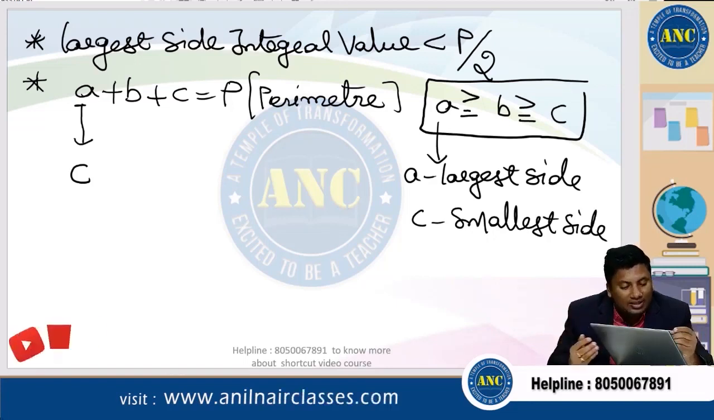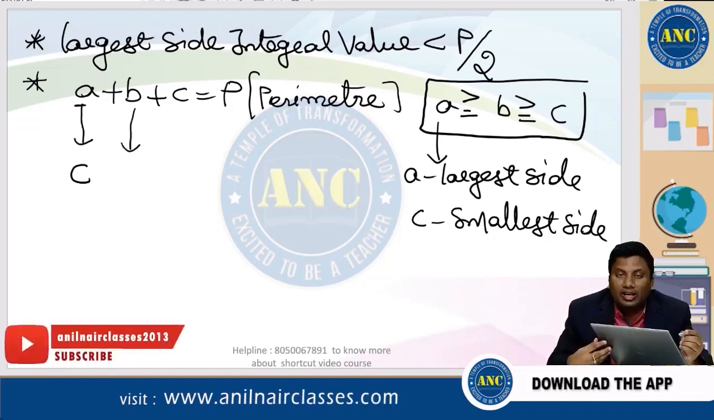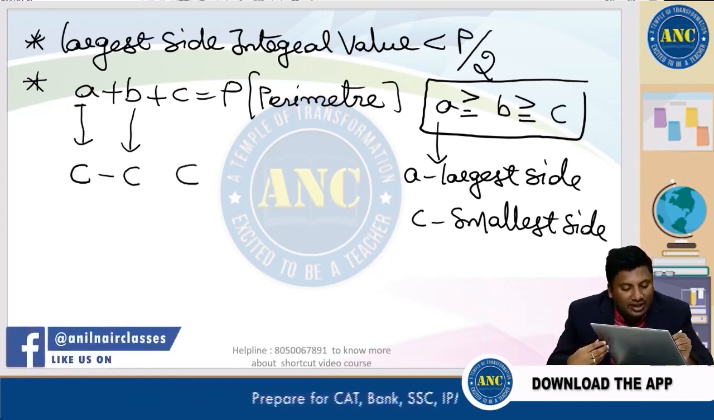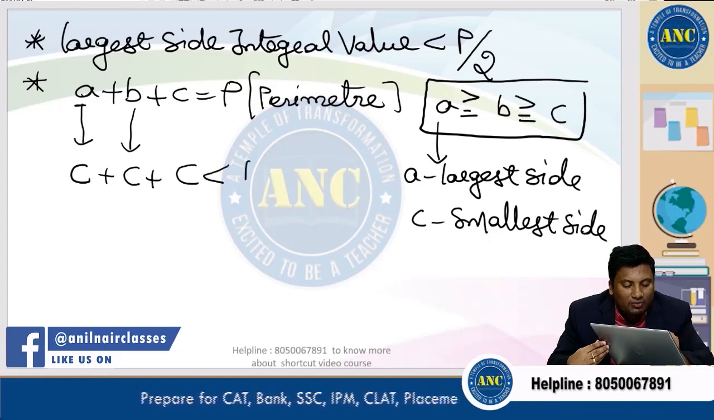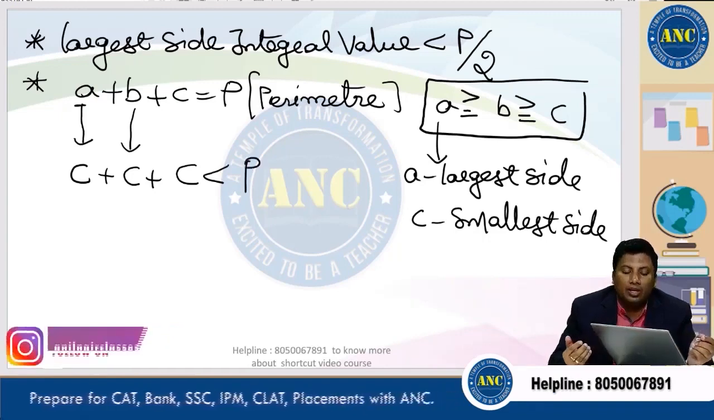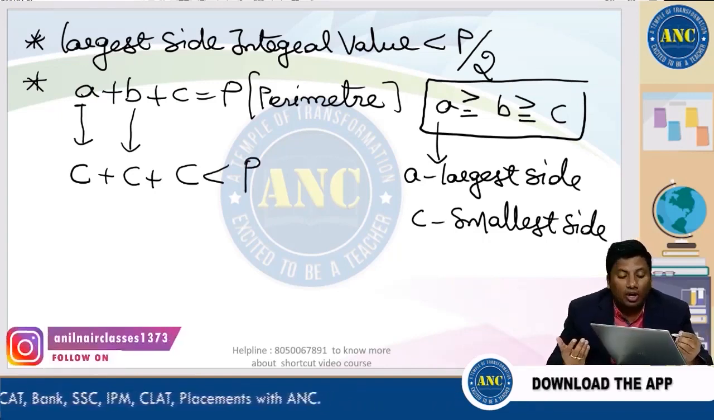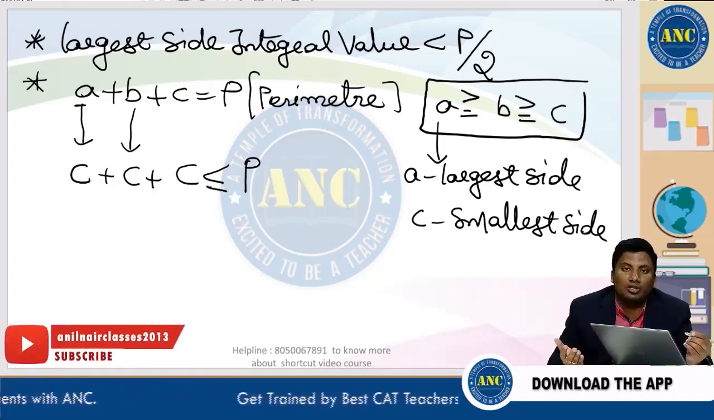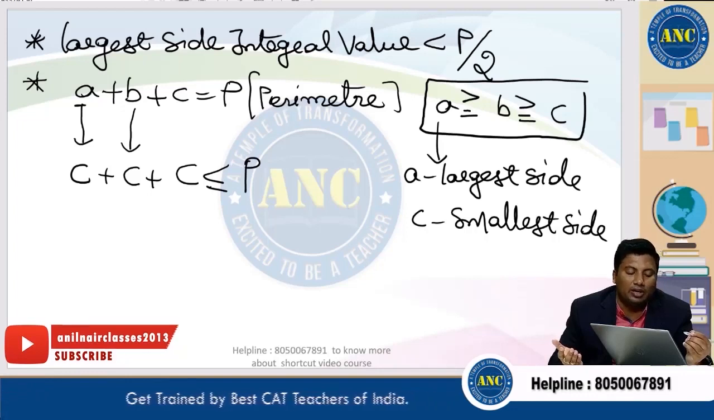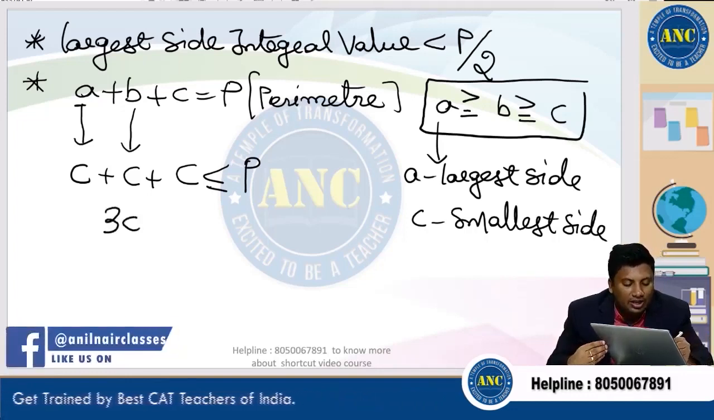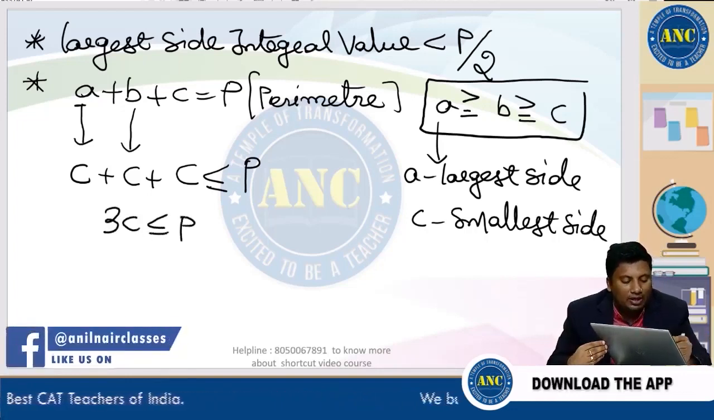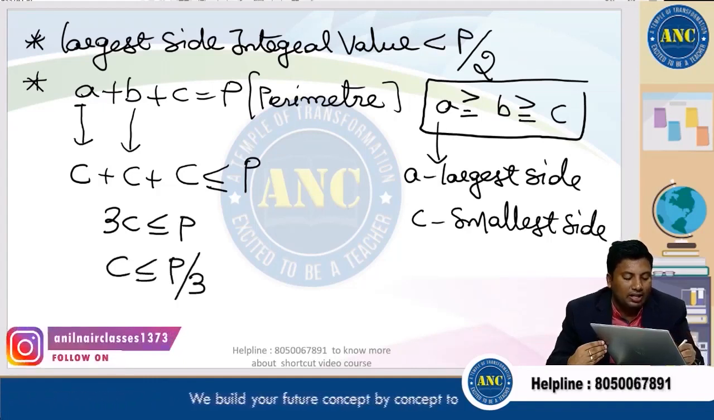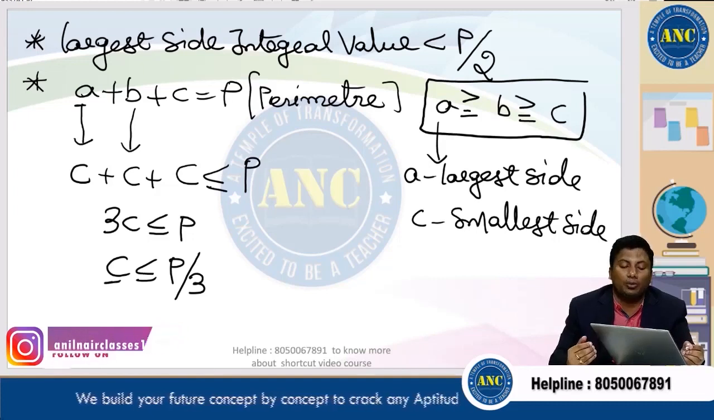That means value is decreasing. I am substituting B, C instead of B. That means value is decreasing. That means total value will always be less than P. So A could also be equivalent to C, B could also be equivalent to C, C will anyway be equivalent to C. That means 3C is less than or equivalent to P. That means C is less than or equivalent to P by 3.